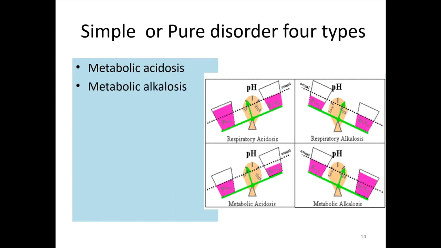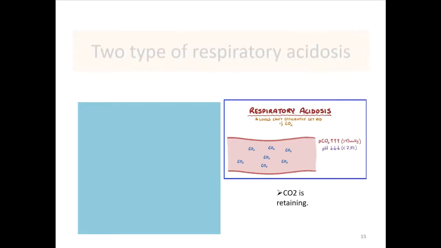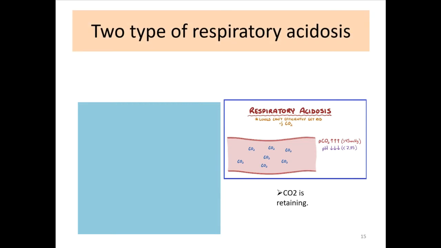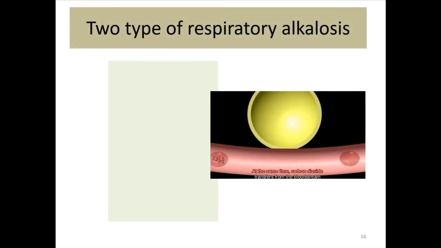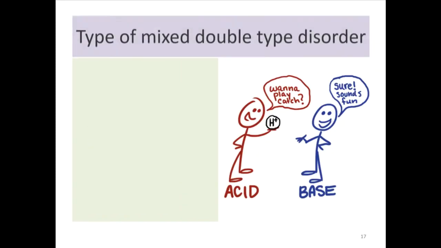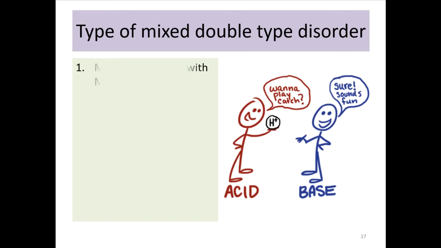Metabolic alkalosis. Respiratory acidosis. Respiratory alkalosis. Two types of respiratory acidosis: acute and chronic. Two types of respiratory alkalosis: acute and chronic. CO2 is washing out. Type of mixed double type disorder.